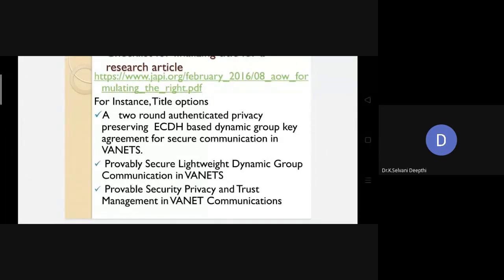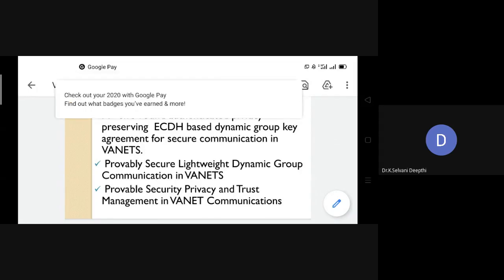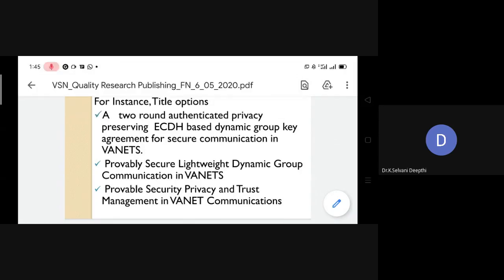I have given some titles. Which of them is better? We will discuss. First, see. There are various options. First option: A two-round authenticated privacy preserving ECDH based dynamic group key agreement for secure communication in VANET. It should not be done like this, because here you have mentioned the method, two-round authenticated privacy preserving ECDH. There is no need to give all these things.